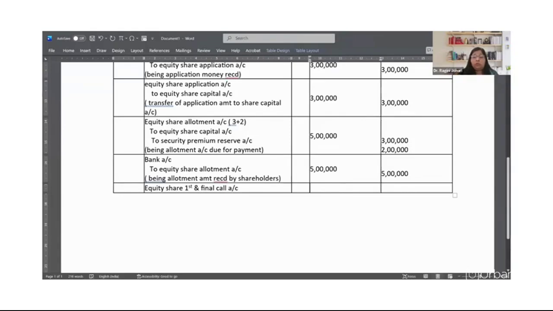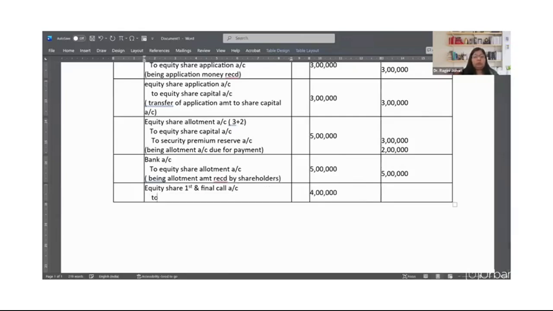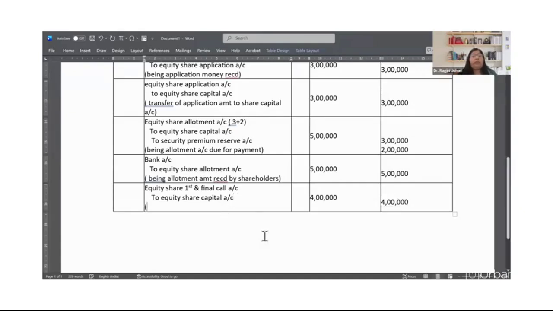Amount would be, it's 4 rupees call, so 4 lakh to equity share capital account, 4 lakh. Okay. Then the narration would be that is the first call amount due for payment.